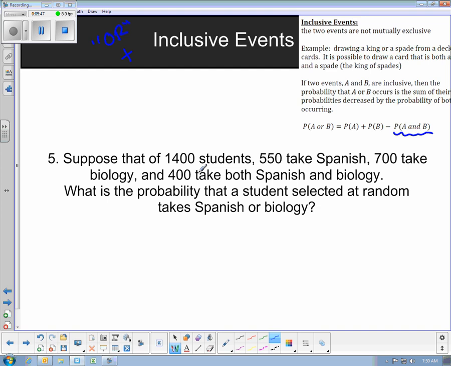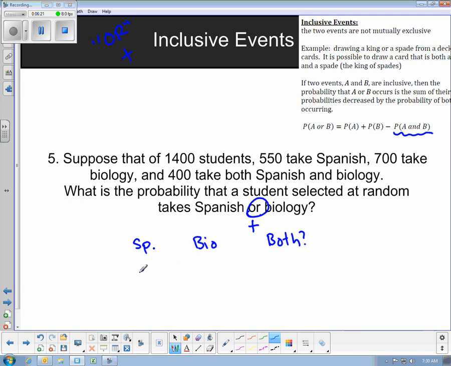Suppose that of 1,400 students, 550 take Spanish, 700 take biology, and 400 take both Spanish and biology. What is the probability that a student selected at random takes Spanish or biology? So we're looking for an OR probability, which means we're going to add them together. So what I need to look at is the students who take Spanish, the students who take bio, and possibly the students who take both. I always want to ask myself, are there students who take both?